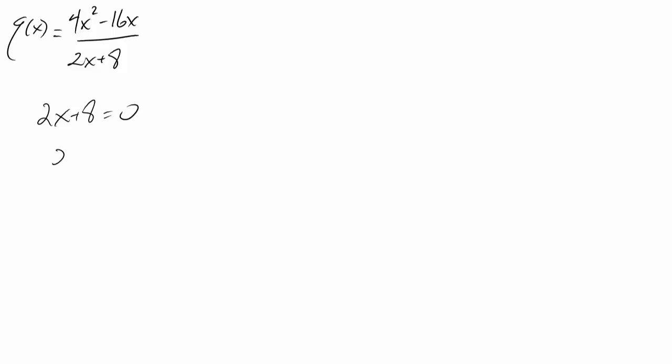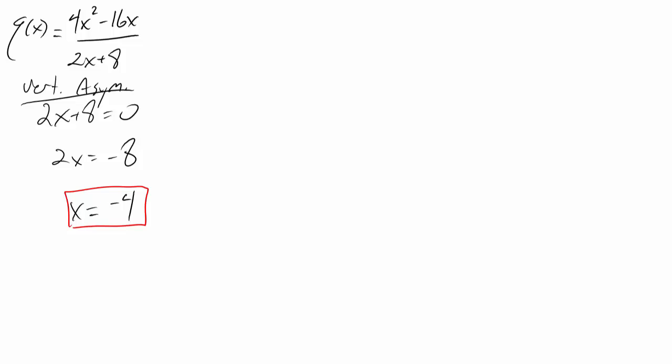So we'll subtract off the 8. So we get 2x equals negative 8. Divide both sides by 2 to get x equals negative 4. Now remember, this is for our vertical asymptote, and so that means we need to have an equation. So the whole x equals negative 4 needs to be a part of that.